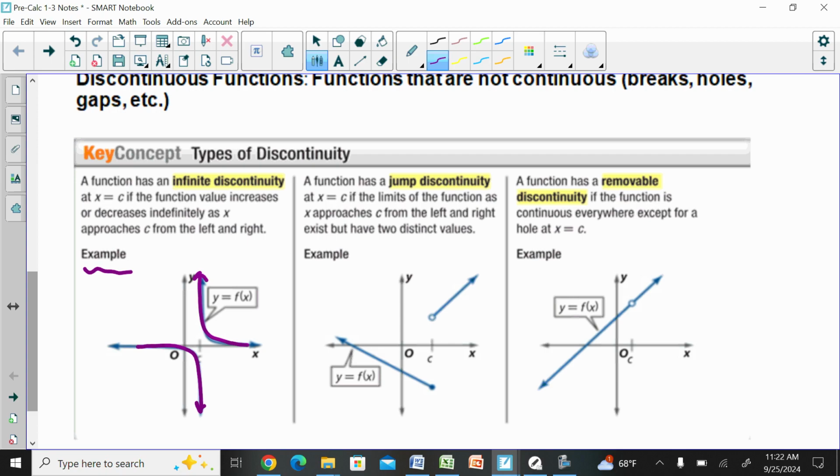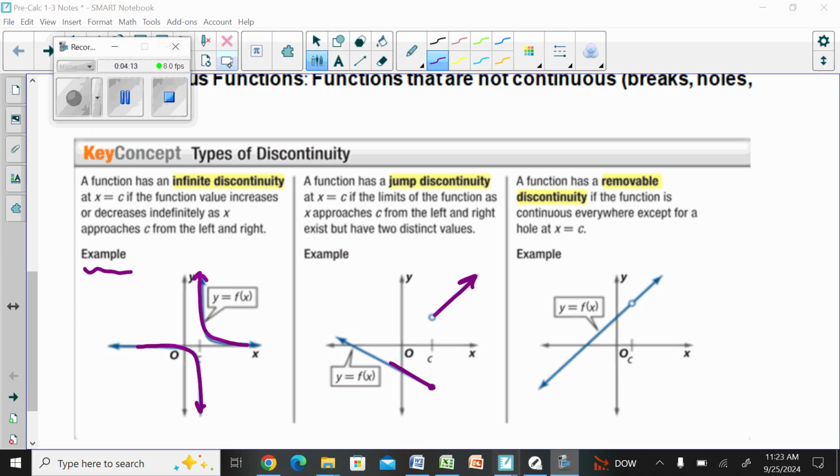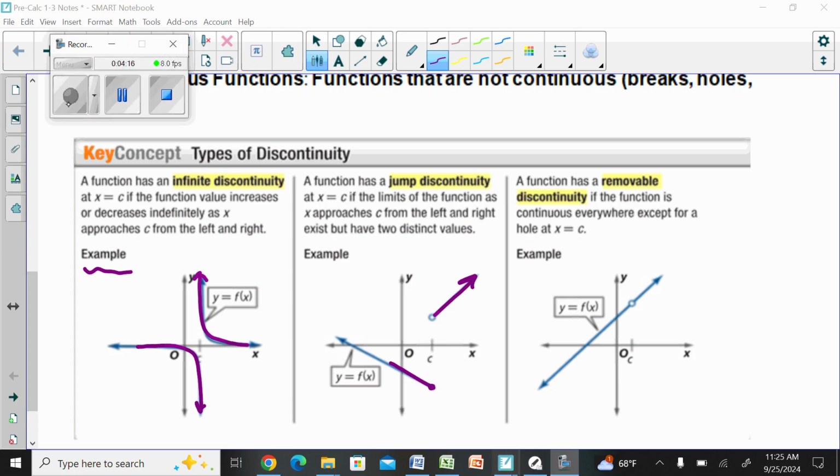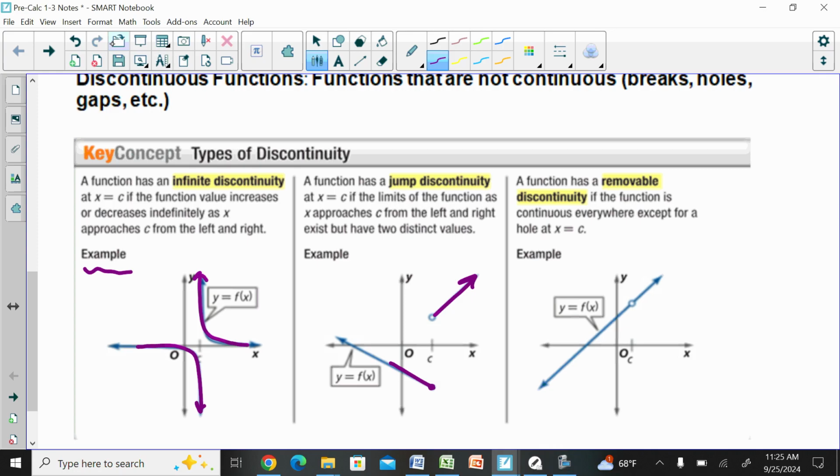Jump discontinuity, this is where there's a break in the graph. Okay, you can see right here, this graph in this direction ends right here, but then we jump up here. We call that a jump discontinuity. And then removable discontinuity, you've seen these before, where the graph goes up and then there's the hole in it right here. It's the same function, and it continues on after that hole, it's just removable. We can basically remove that point. Okay, so continuing on.